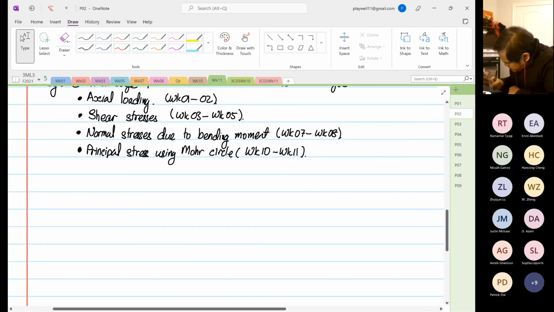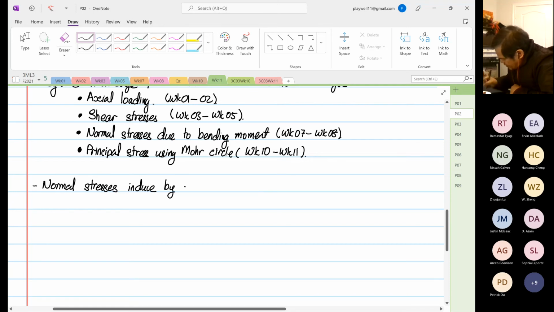normal stresses induced by axial forces and bending moment.